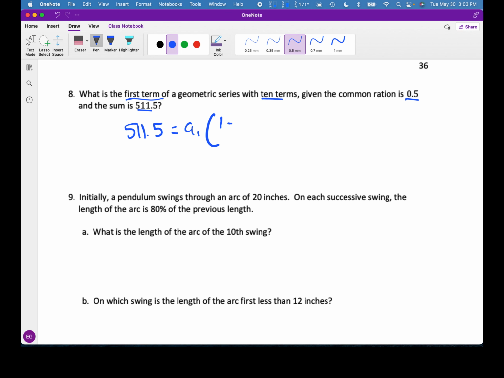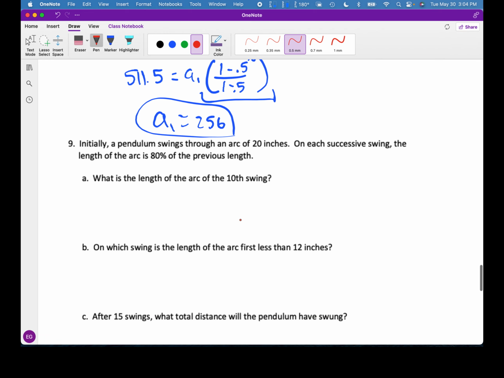So 1 minus 0.5 to the 10 over 1 minus 0.5. And we're just going to figure out what this decimal is right here. So whatever 1 minus 0.5 raised to the 10th divided by 1 minus 0.5. It's some super weird decimal, 1.998, blah, blah, blah. And I'm just going to divide that to the other side. And I got a1 equals 256. And that's my answer.